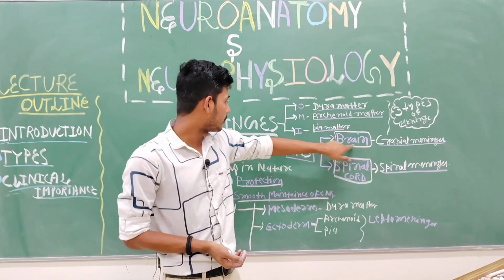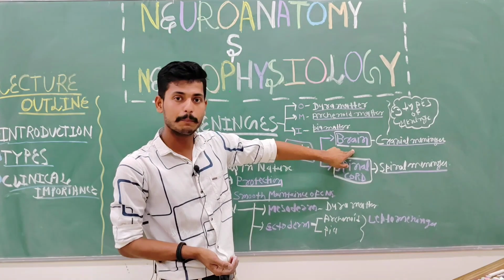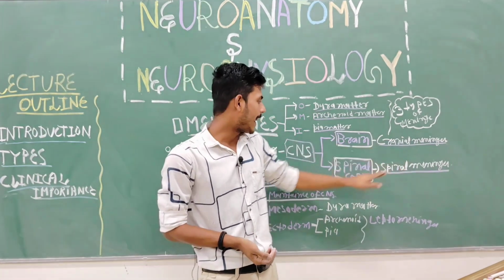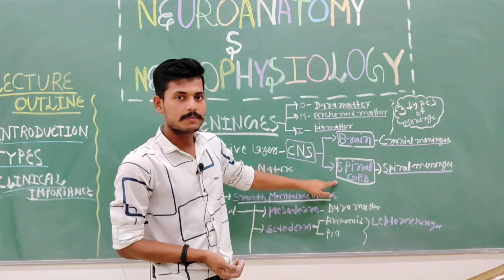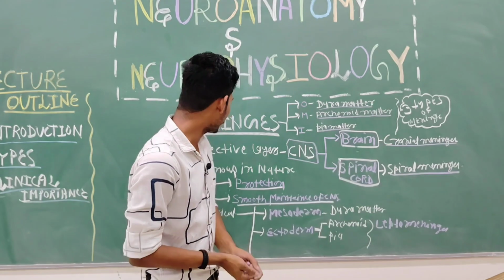And the parts of the meninges which cover the brain are termed the cranial meninges, understood? And the parts which cover the spinal cord are termed the spinal meninges. It is easy to understand, okay.